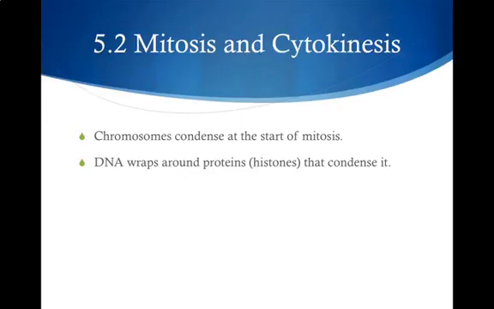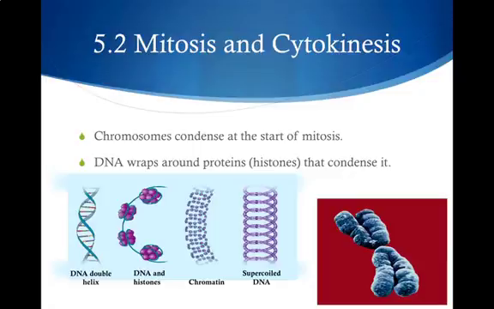This is the second recording for Chapter 5. Today we're going to talk about mitosis and cytokinesis. So in the process of the cell life cycle, once a cell has gone through G1, S, and G2 successfully, then it's ready to start the process of dividing the nucleus.